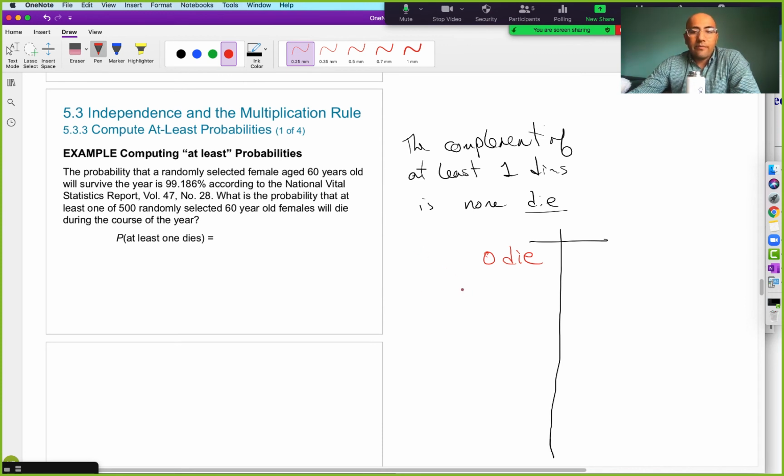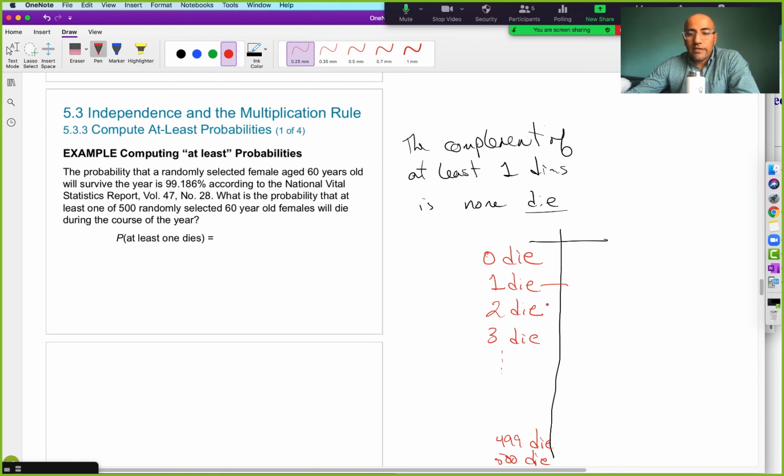After one whole year, maybe a whole new group of 500 women. After one whole year, exactly one of them died. Yeah, one died of the 500, right? Or maybe a whole new group of 500 women. Maybe after an entire year, 2 of them die, or maybe 3 of them die, and so on and so forth. And of course, I could have the extremes over here as well: 499 of them died, or all 500 died. These are all possible outcomes that can happen.